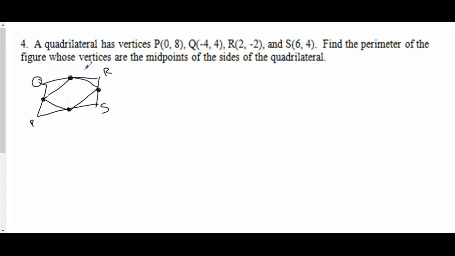So hit pause and maybe try and find the midpoints first, and then you can check in with me to see if you got them all correct. Then hit pause again and try to find the length of the line segments, add them together, and find the perimeter. All right, hit pause.